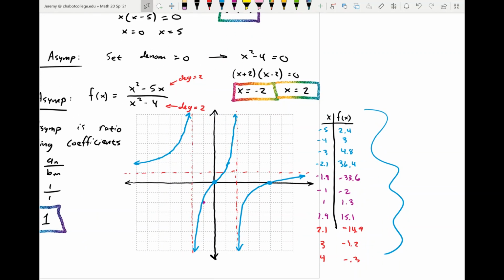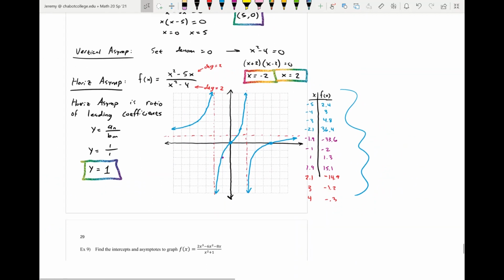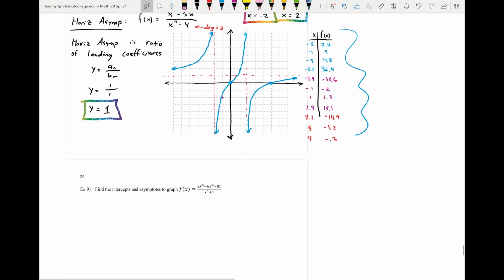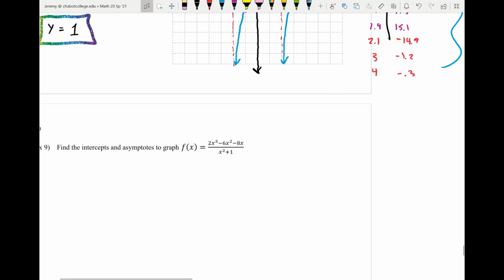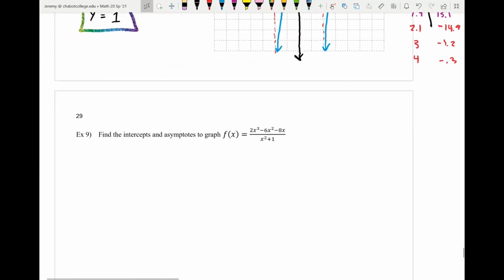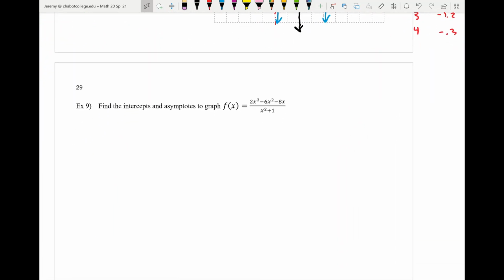Cool. I hope that went all right for everybody. We're going to do another one. So example 9. We want to do the same thing: find the intercepts, asymptotes, and graph this thing. This is kind of scary looking because we've got a cubic function in the numerator and a quadratic function in the denominator. Okay. Well, let's get to it.